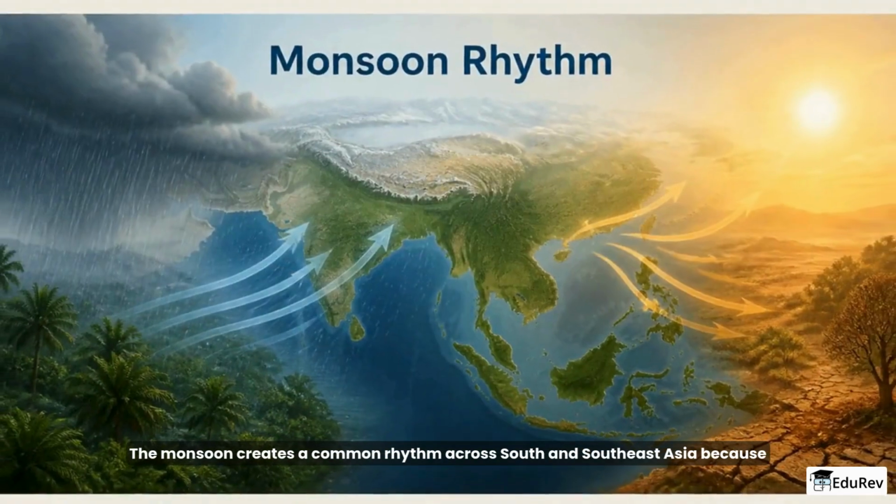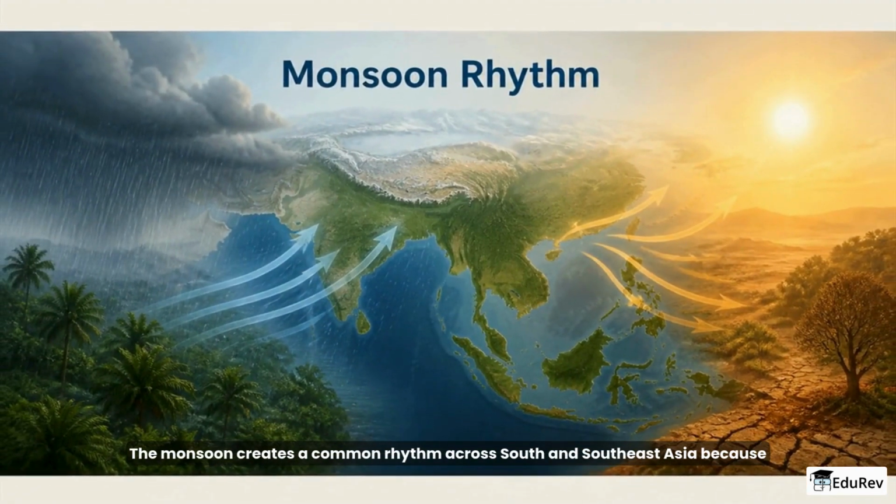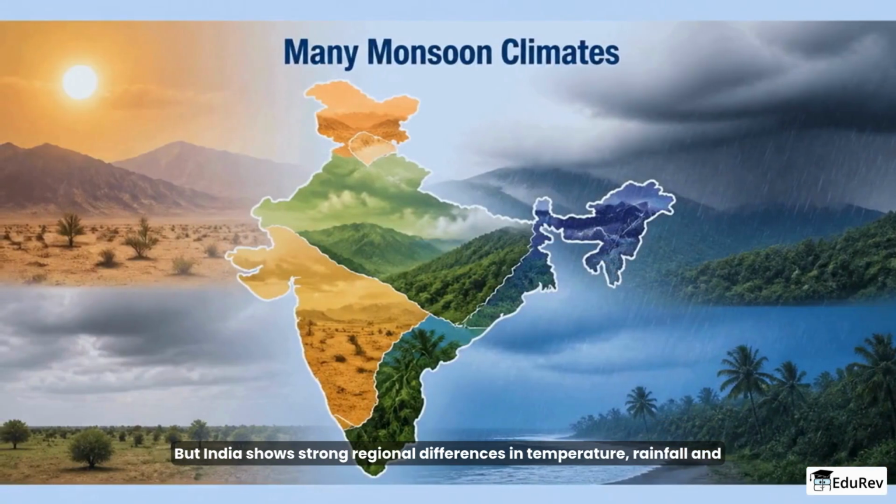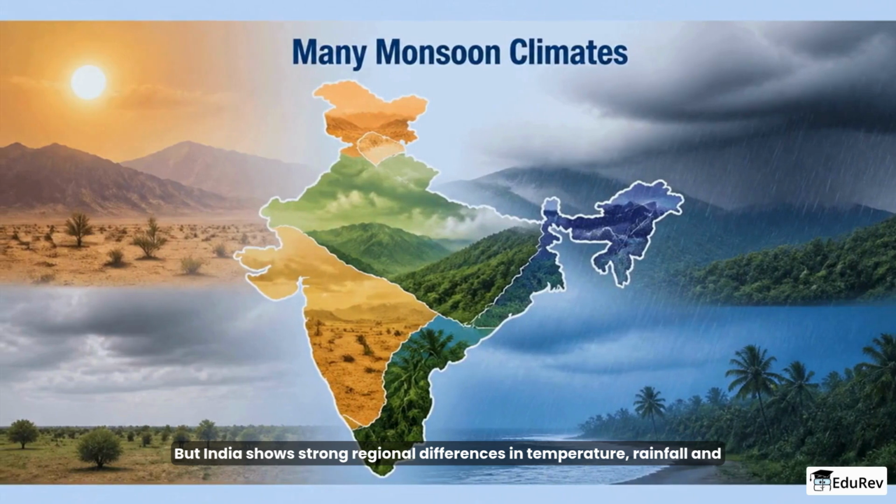The monsoon creates a common rhythm across South and Southeast Asia because winds reverse and bring a wet season and a dry season. But India shows strong regional differences in temperature, rainfall, and winds, forming many local types of monsoon climate across the country, each with its own pattern.